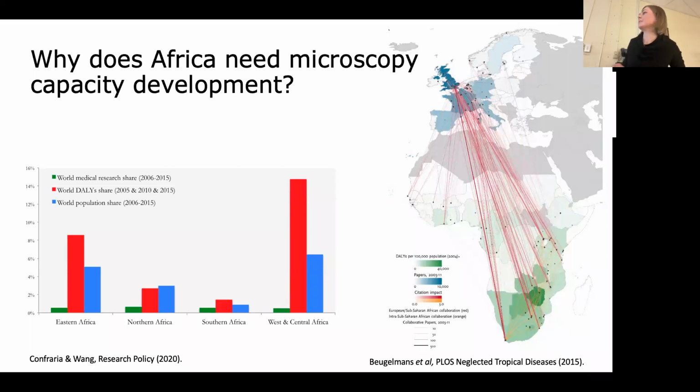I don't know how well it's coming up on Zoom, but if you can see some yellow lines going across the African continent, that shows some internal collaborations, but they're definitely outweighed by the North-South collaboration networks. So there is capacity, there is potential. Currently, the distribution of attribution and resources is incredibly uneven.